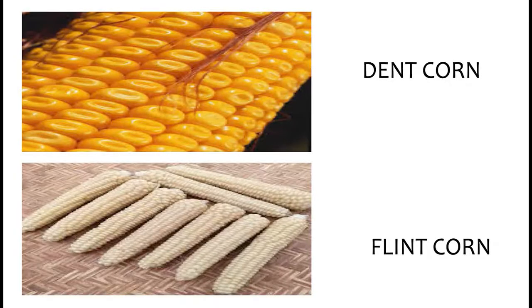The next one here is the dent corn. It is also yellowish in color. We also have the flint corn. But this flint corn, it comes in 2 colors. We have the white flint corn and we also have the yellow flint corn.